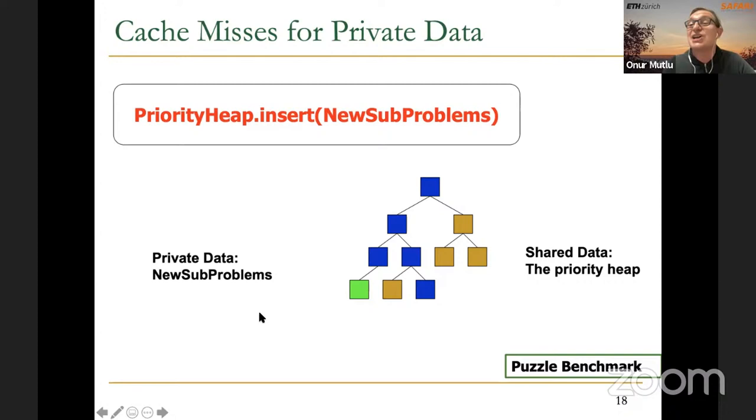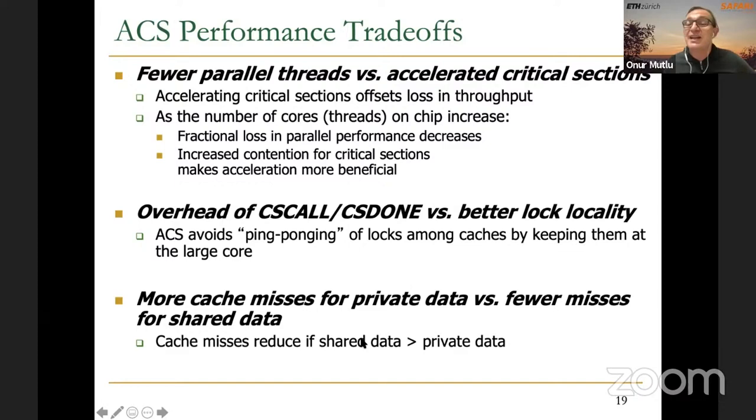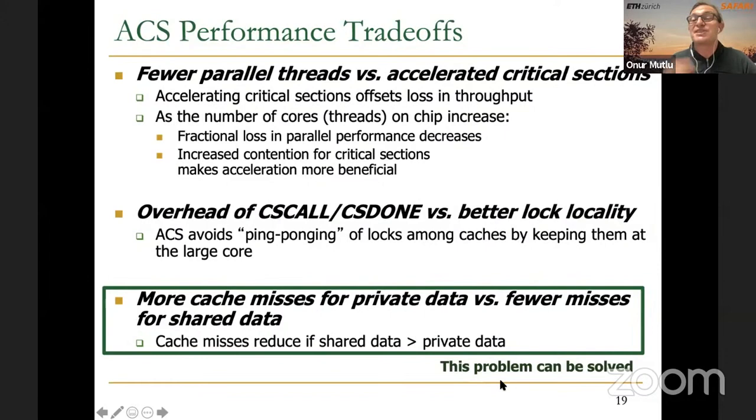So cache misses reduce if shared data is greater than private data, because we're converting the cache misses due to shared data to cache misses due to private data in this particular case by doing accelerated critical sections. And private data cache misses can be solved as well, as we will see later in this lecture. Because if you think about private data cache misses, it's a communication miss, right? What you're doing is you're communicating an input value from a small core to a large core. And you can actually guess what you're going to communicate before you communicate it. Meaning you can push that data to the large core before it's needed by the large core. And we're going to talk about that idea.